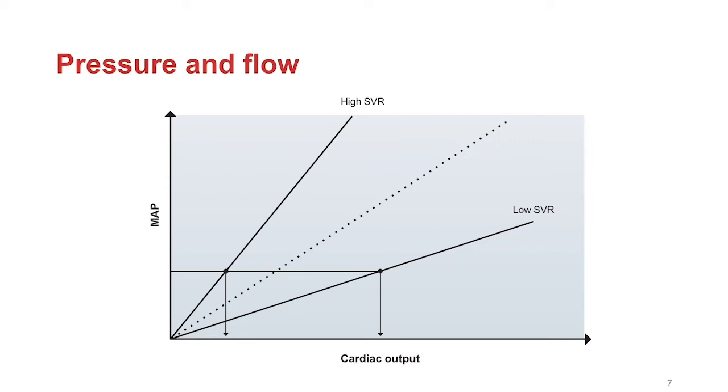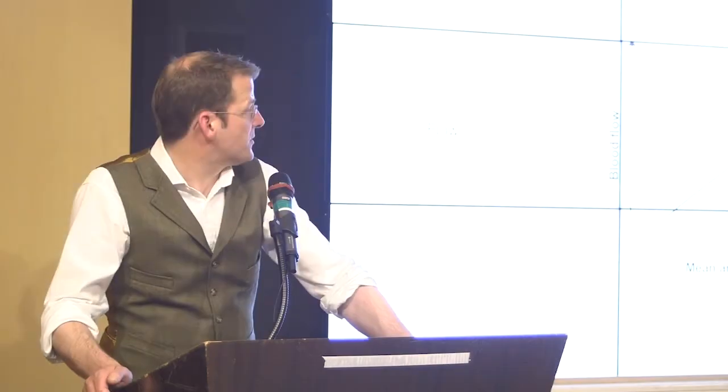It's really important to understand these variables are interdependent and that one affects the other, and that adequate pressure does not equal adequate flow, and conversely, adequate flow does not necessarily equal adequate pressure. So our mean arterial pressure is the driving pressure that allows blood to flow to the organs.